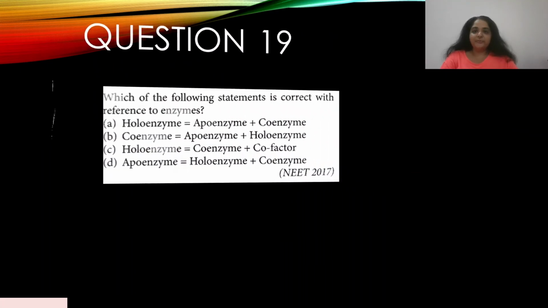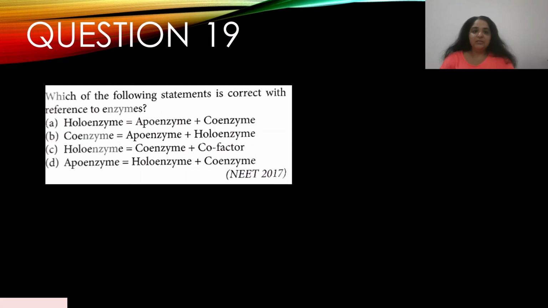Okay, let's move on. Question 19. Which of the following statements is correct with reference to enzymes? This appeared in NEET 2017. A, holoenzyme is equal to apoenzyme plus coenzyme. B, coenzyme is equal to apoenzyme plus holoenzyme. No. C, holoenzyme is equal to coenzyme plus cofactor. No. D, apoenzyme is equal to holoenzyme plus coenzyme. No. It's clearly A. We just discussed this. Holoenzyme is equal to apoenzyme plus coenzyme. The answer is A.